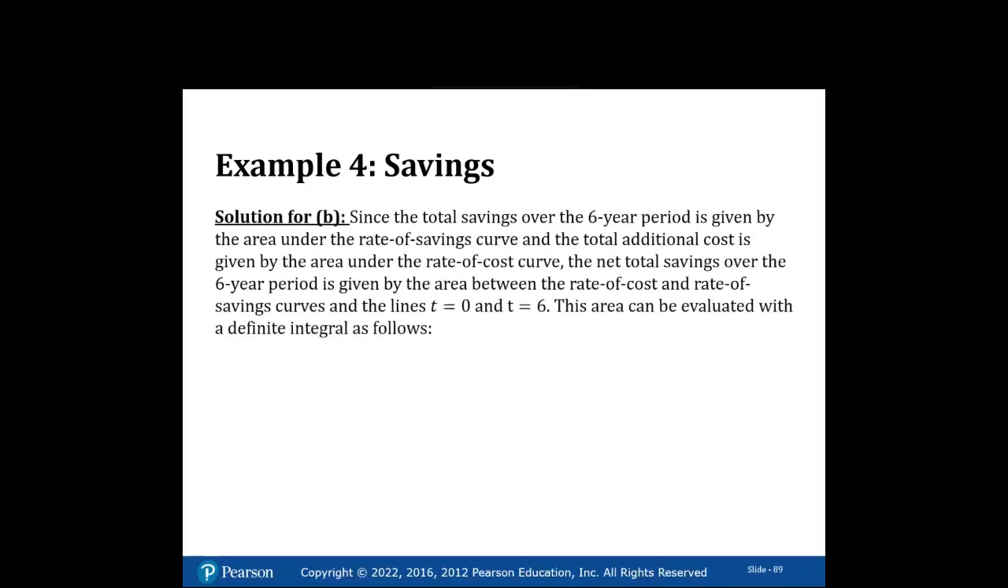Now, for part B, we want to know what the total savings are. Well, total savings is given by the area under the rate of savings curve, because that gives us total savings. That's the definite integral for the total over our marginal, right? My total additional cost is the area under the rate of cost curve, or under the marginal cost curve.